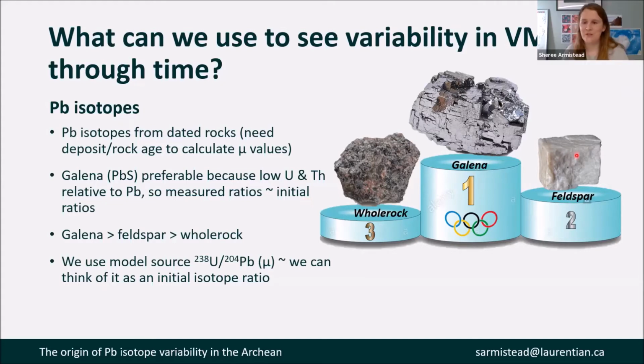Nice. Yeah, so we can also use feldspar, which is a really lead-rich mineral, and then not as good, but we can still use it, just whole rock lead isotope data. And we're really looking at the model source mu, which we can think of as like an initial isotope ratio.